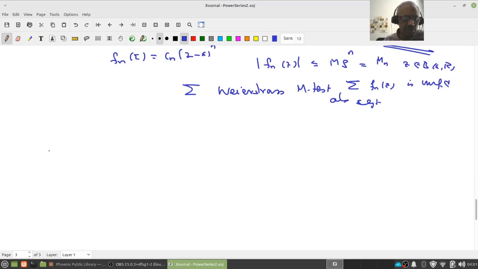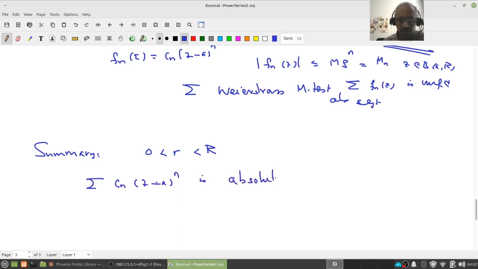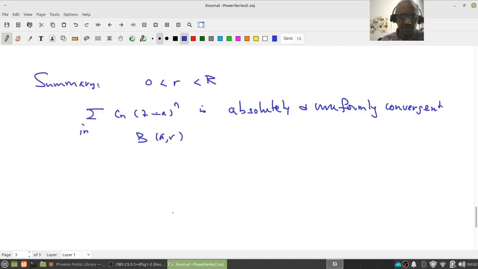So, let us summarize. If 0 is less than r less than capital R, then the series summation Cn (z minus a) to the power n is absolutely and uniformly convergent in the closed disk of radius r.